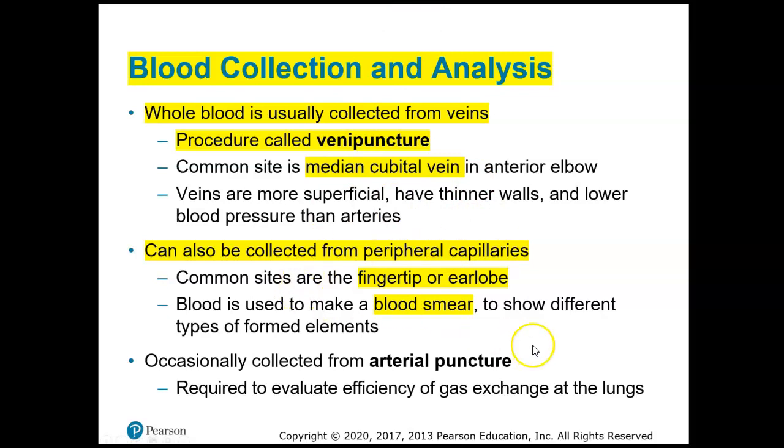You can collect blood from capillaries, and we do that usually by pricking the fingertips, or the earlobe in children. Usually that's used for something like if you're diabetic, to check blood glucose levels, because this is for small samples. It's also used to make blood smears on microscope slides so that you can view the actual blood cells under a microscope.